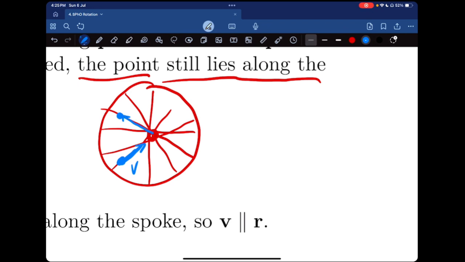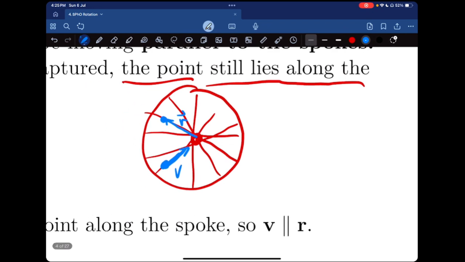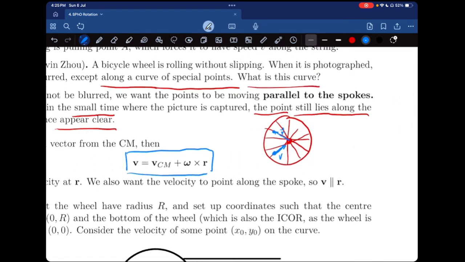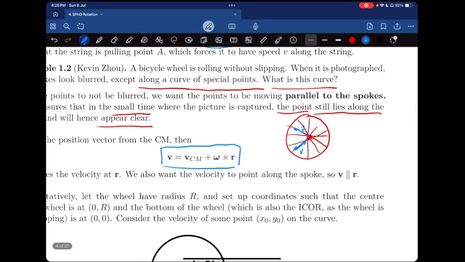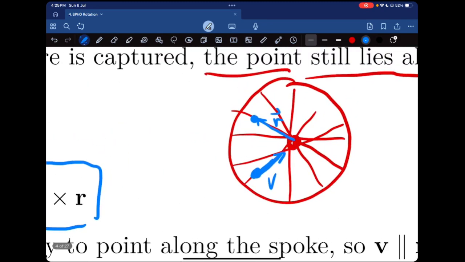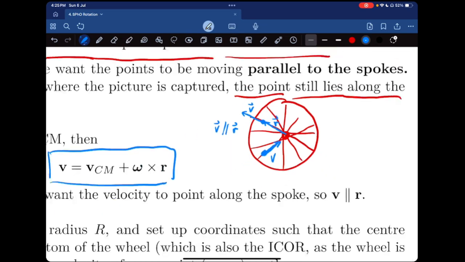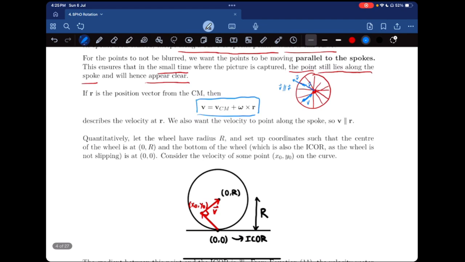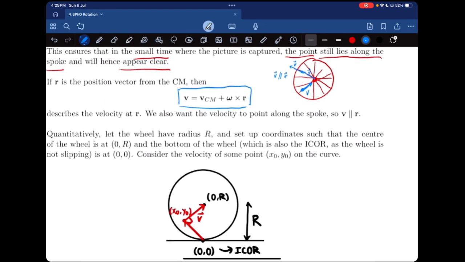This has a position vector of small r from the CM, which is the center of the wheel. Then you have this, which is what I've explained earlier. If you want the velocity to point along the spoke, then your velocity points this way, right? Which means that V is parallel to R for it to point along the spoke. So now that we have the intuition down, we can set up a coordinate system regarding this wheel and all the spokes that we have with it.